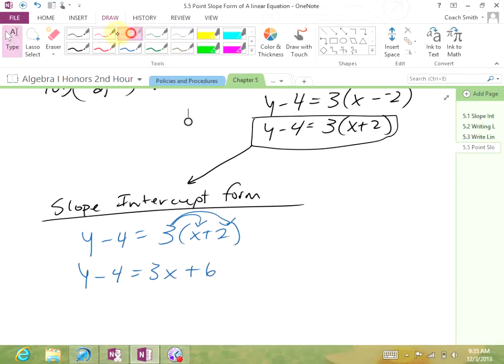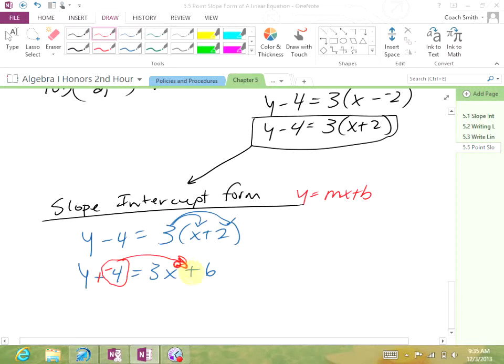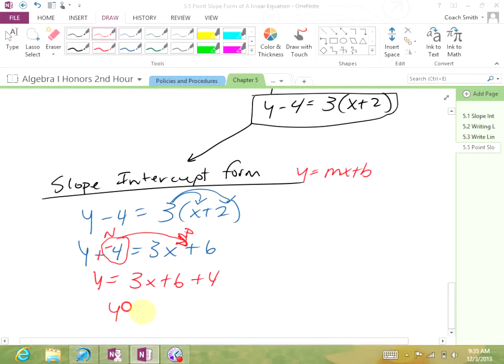Now, for me to be in slope-intercept form, it's got to look like y equals mx plus b. So I've got to take this negative 4 over to the other side. It was a negative here, so it becomes a positive there. And that gives me y equals 3x plus 6 plus 4, which is what? Yeah, y equals 3x plus 10. And now you're in slope-intercept form. Not real difficult there either.